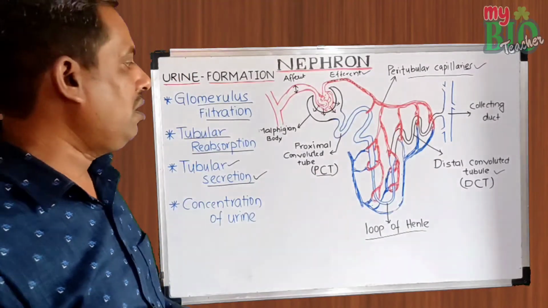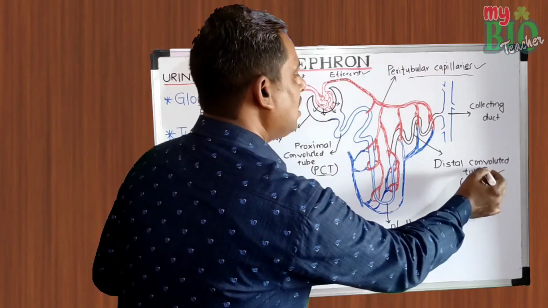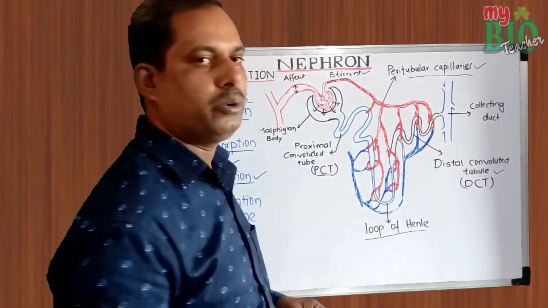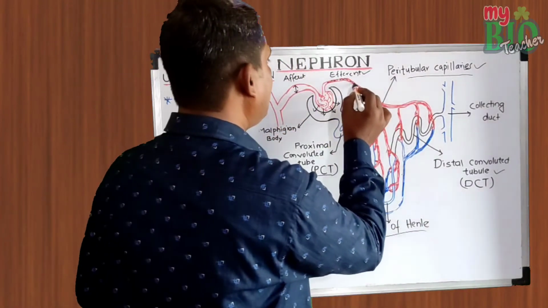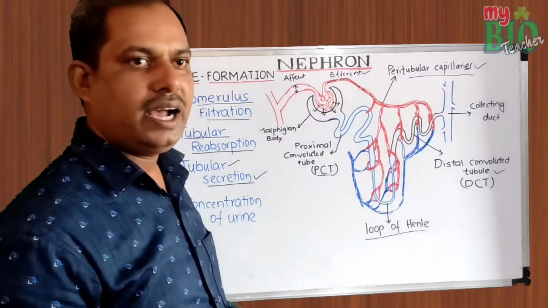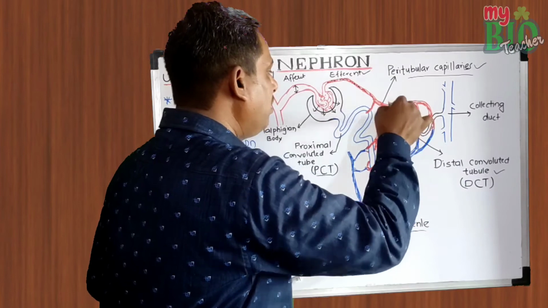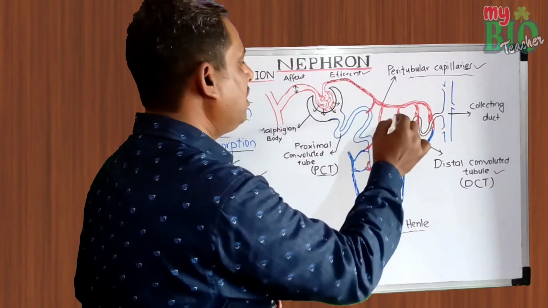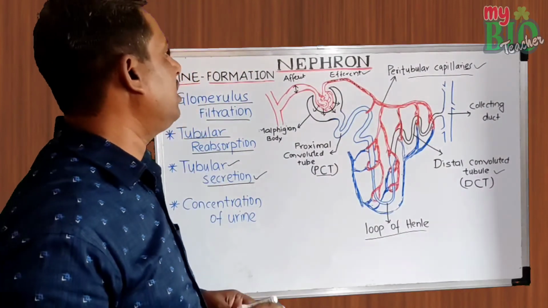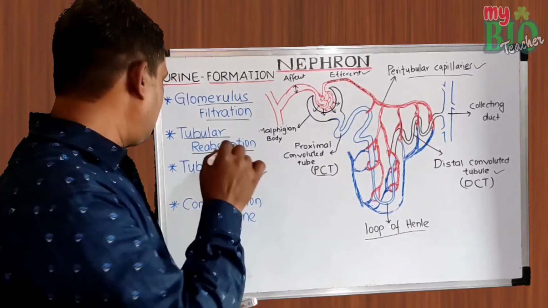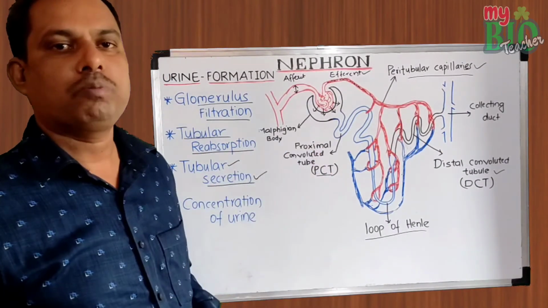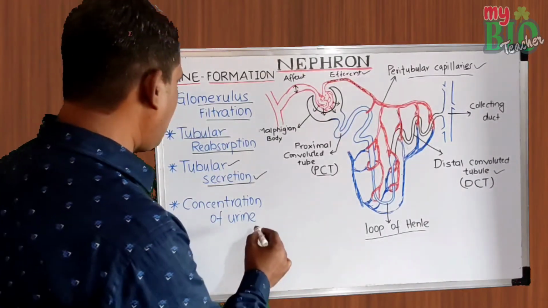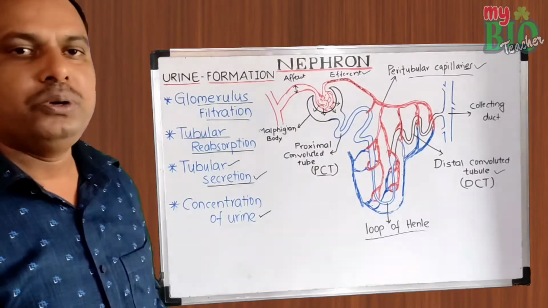This tubular secretion mainly occurs in the distal convoluted tubule and loop of Henle, especially in the distal convoluted tubule. Whatever waste materials are present in the blood directly enter the distal convoluted tube. In this way, the leftover waste materials present in the blood are secreted into the tubular part, which is called tubular secretion. And the last one is concentration of urine.